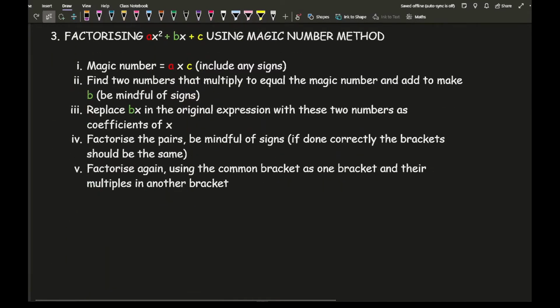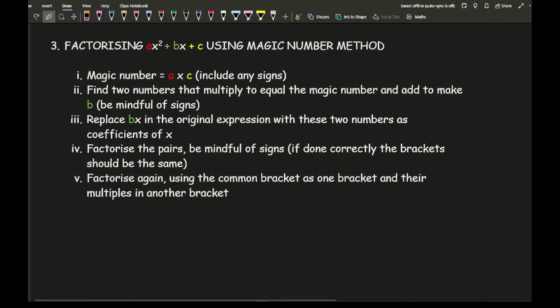Now, this method can be called several things. So if your teacher has called it a different method, then that's absolutely fine. I tend to call it the magic number way just because it uses the notation of a magic number. Now, if these steps make absolutely zero sense to you at all, do not worry, because when we go through some examples, I'll be recalling these 5 steps. So hopefully they will make sense in their entirety.